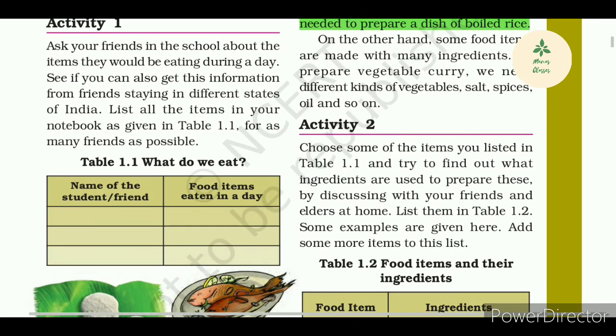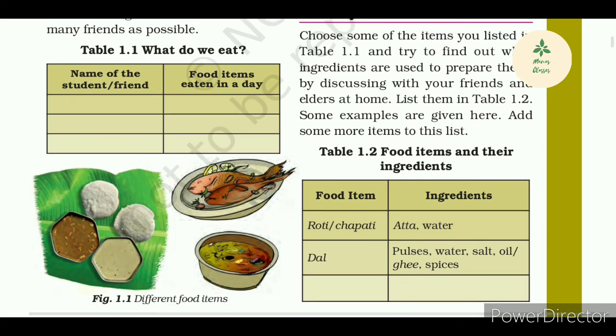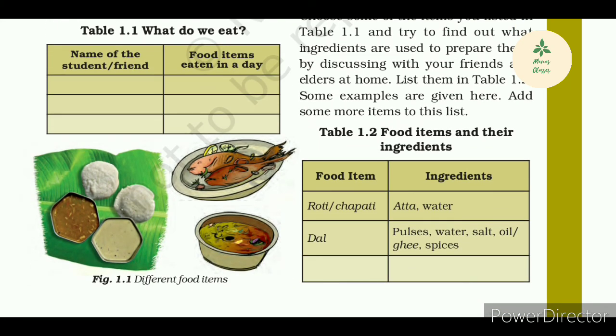And here is the next activity to understand deeply what an ingredient is. Look at the table, food items and their ingredients. To make a roti, what do you want? Yes, obviously you want atta and water. Many times our moms or women add salt in roti. Sometimes it may be added or not.